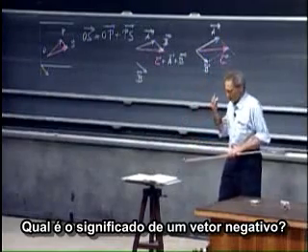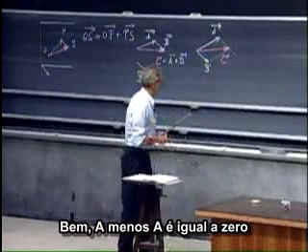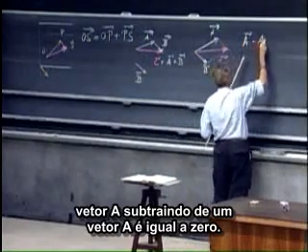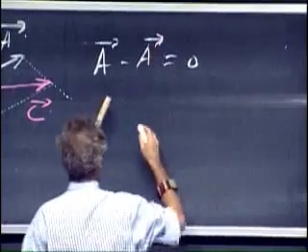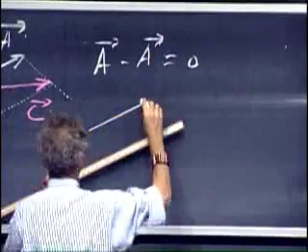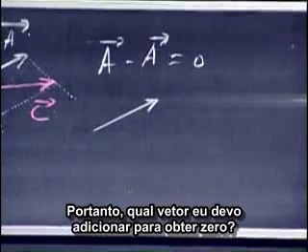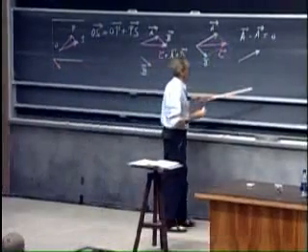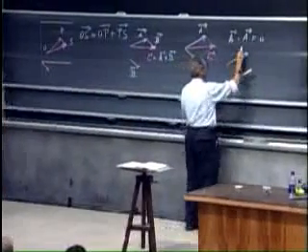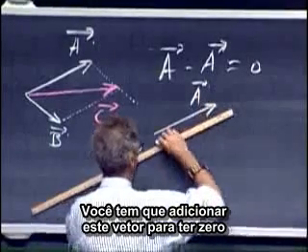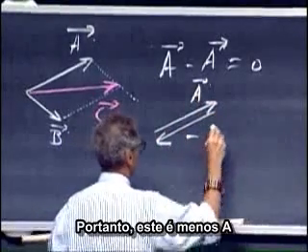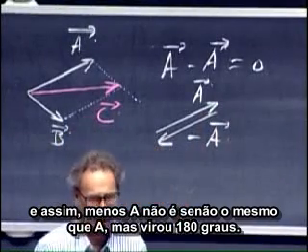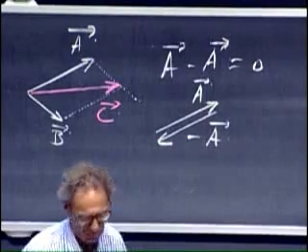What is the meaning of a negative vector? Well, A minus A equals 0. Vector A subtract vector A equals 0. So here is vector A. Which vector do I have to add to get 0? I have to add minus A. Well, if you use the head-tail technique, if this is A, you have to add this vector to have 0. So this is minus A, and so minus A is nothing but the same as A, but flipped over 180 degrees. We will use that very often.